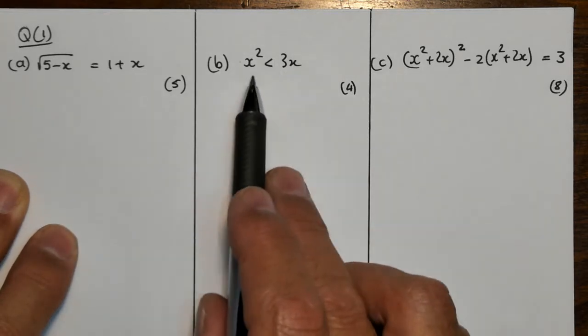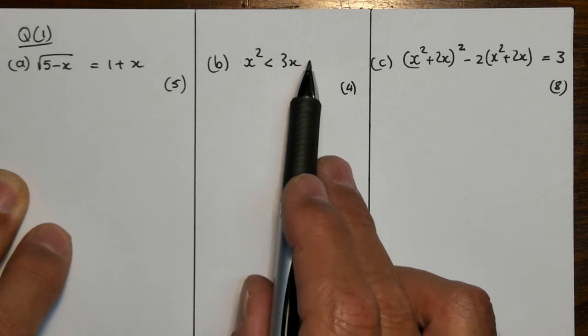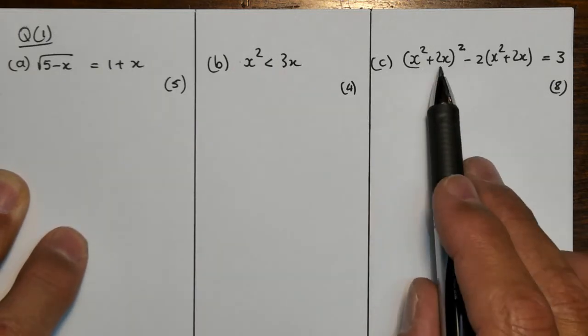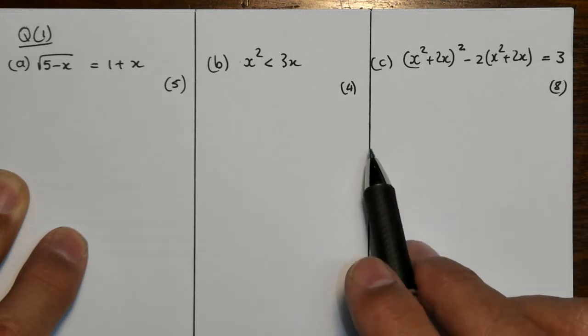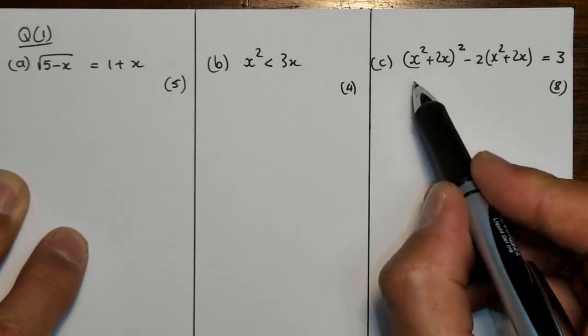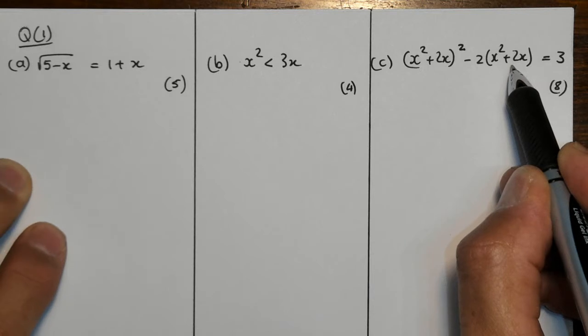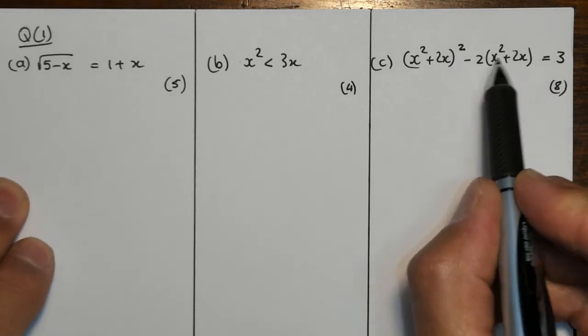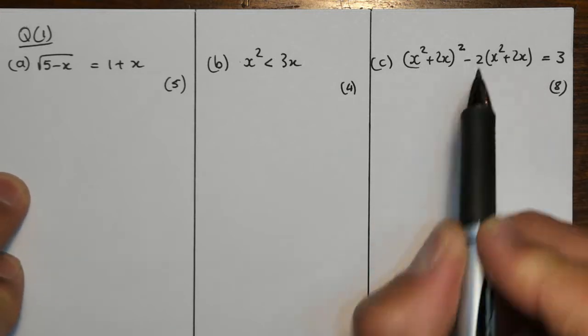The second question is a quadratic inequation. These need diagrams to sketch them with. And if we look carefully at the third question, you can see there are two brackets that are identical, except that the one is squared and the other one not. So we're possibly going to use substitution there.